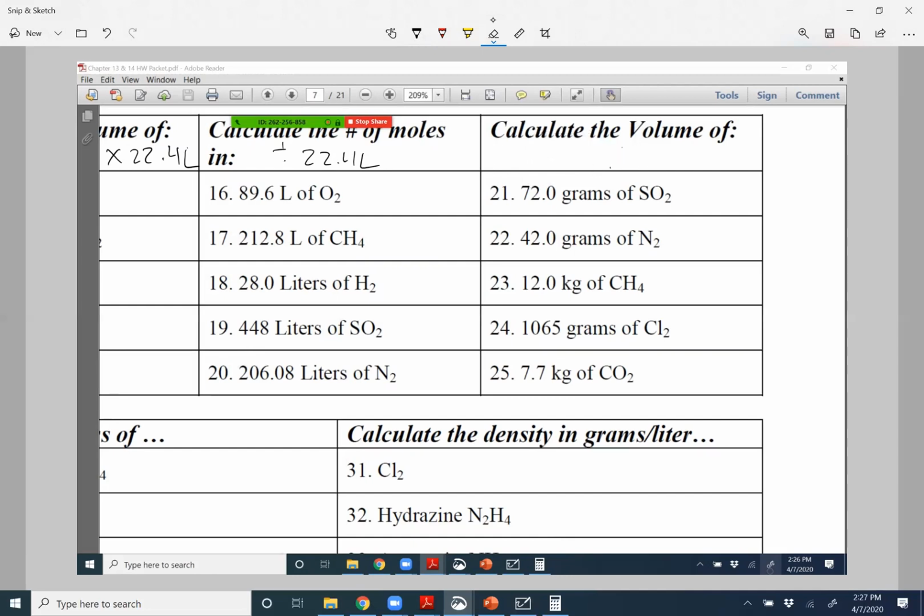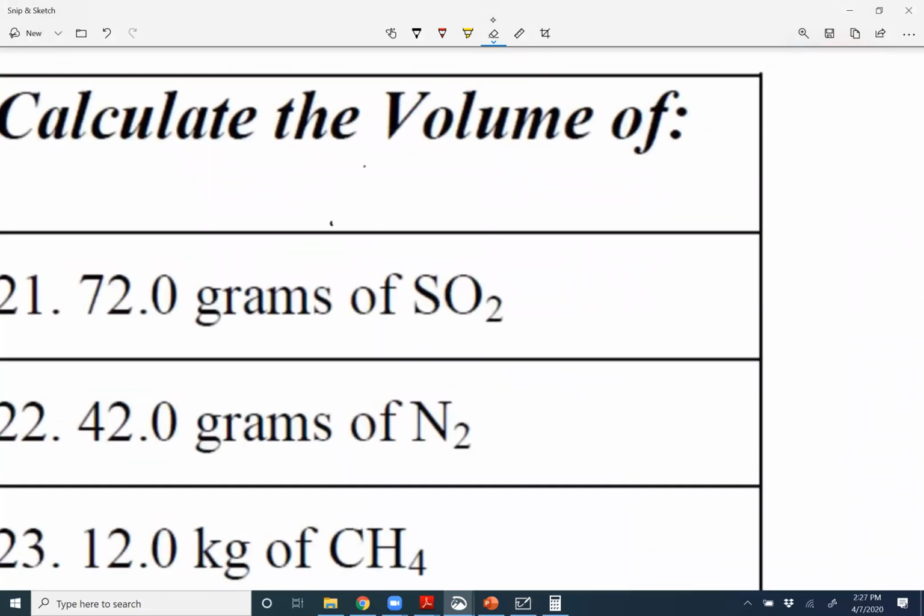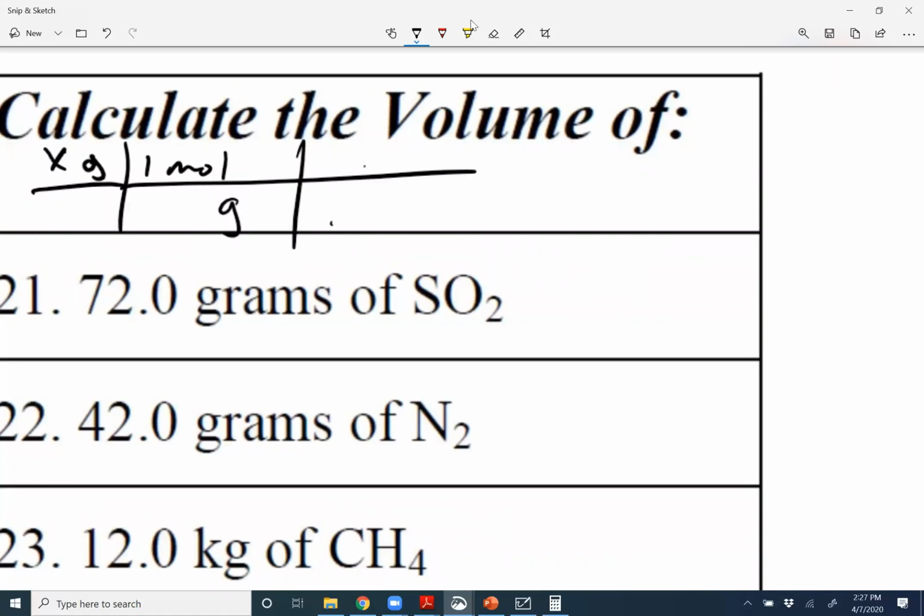Let's zoom up on this so I can do a better job of writing on it. Remember that what we said was, no matter what type of grams we have, we're going to need to use the molar mass. So for every 1 mole, we're going to have a certain amount of grams, and for every 1 mole, we're going to have 22.4 liters.